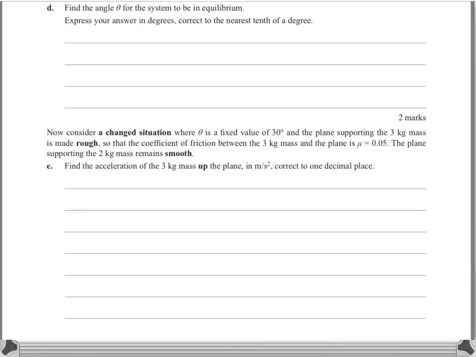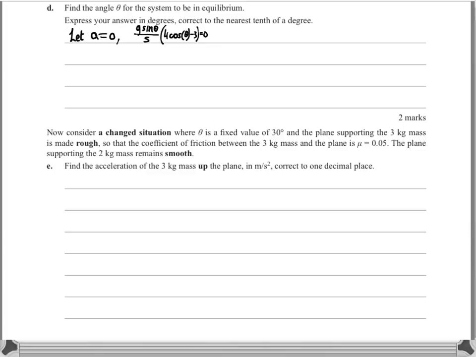And part D now gets us to find the angle for the system to be in equilibrium. Now that means it is stationary, it's not moving, and so the acceleration must be 0. So we let a is equal to 0, using that expression, and there it is.